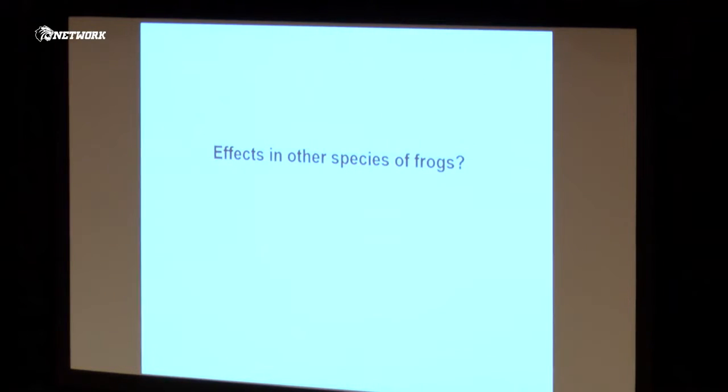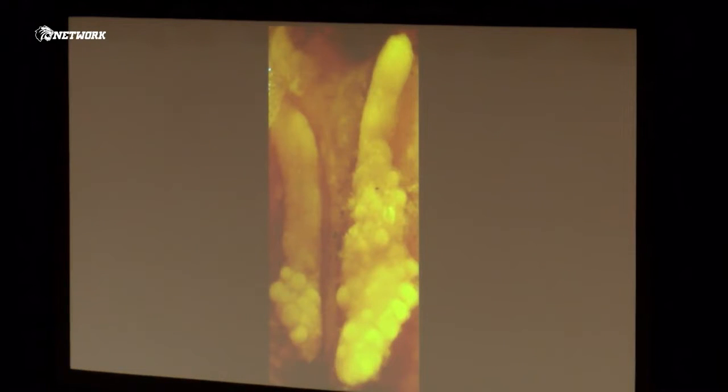The next thing we wanted to know is if there were effects in other species, or is African clawed frog just weird? So we looked at the North American leopard frog, and we discovered that they didn't become hermaphrodites. But here's the testes, and then you see all this, I call it junk in the trunk. You see all this stuff here at the back? Those are all eggs that are yolking up and bursting through the surface of this male's testes. Now, I thought that wasn't good.